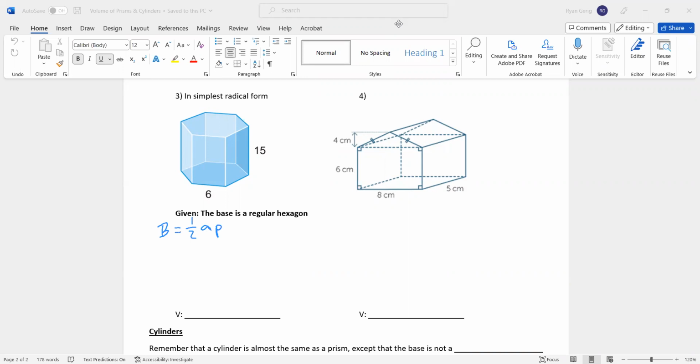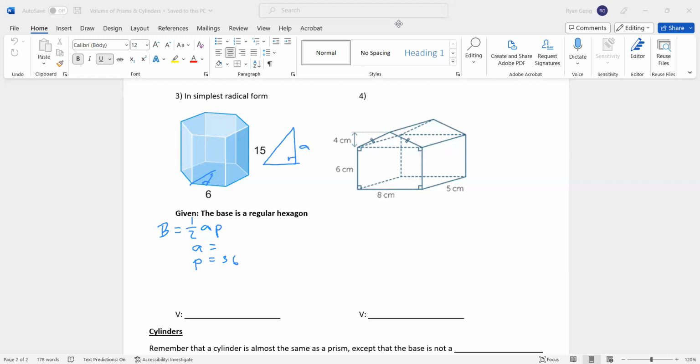The side length of the base is 6, which means the perimeter is 6 times 6 or 36. Then I've got to find the apothem. So I've got this triangle here, right? I'm going to draw it here. It's a little easier to deal with.